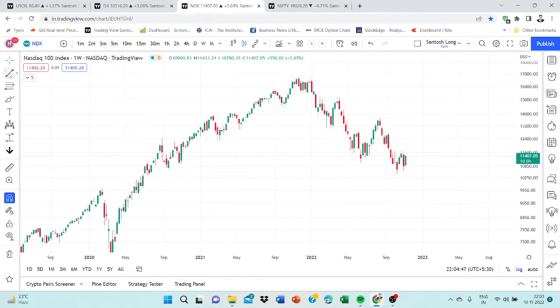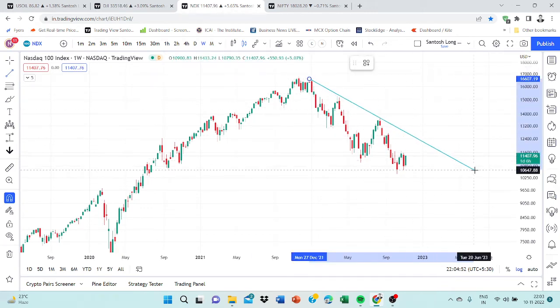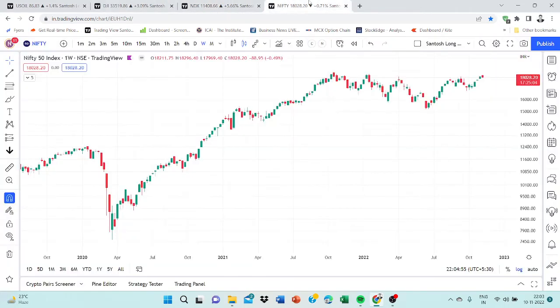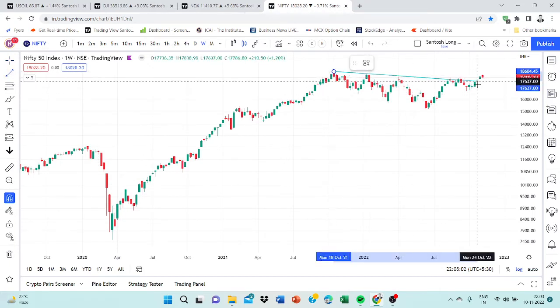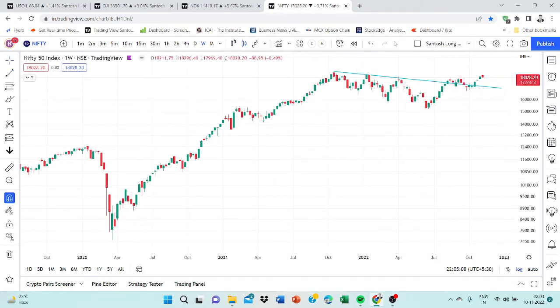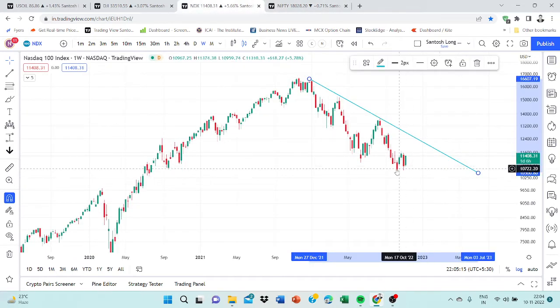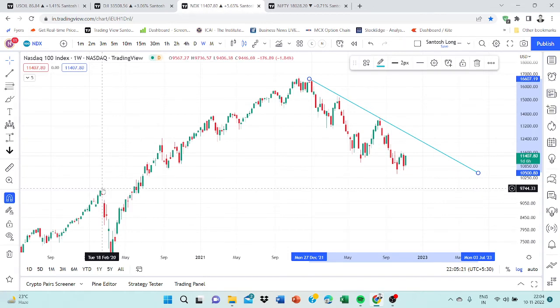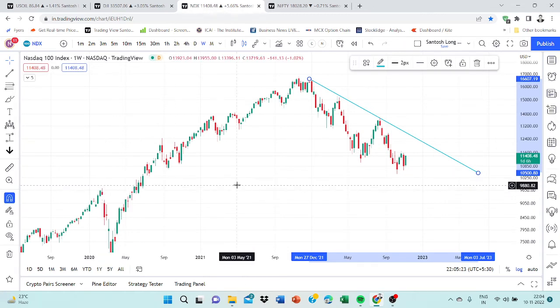If we draw a trend line here, if we draw a resistance, then Nasdaq is still in the bearish mode. Nifty has made a proper breakout, this is Nifty's resistance breakout. See, Nifty has already made a breakout, but Nasdaq is still in the bearish zone. This is the pre-COVID candle, I mean, it was the beginning of this COVID period.